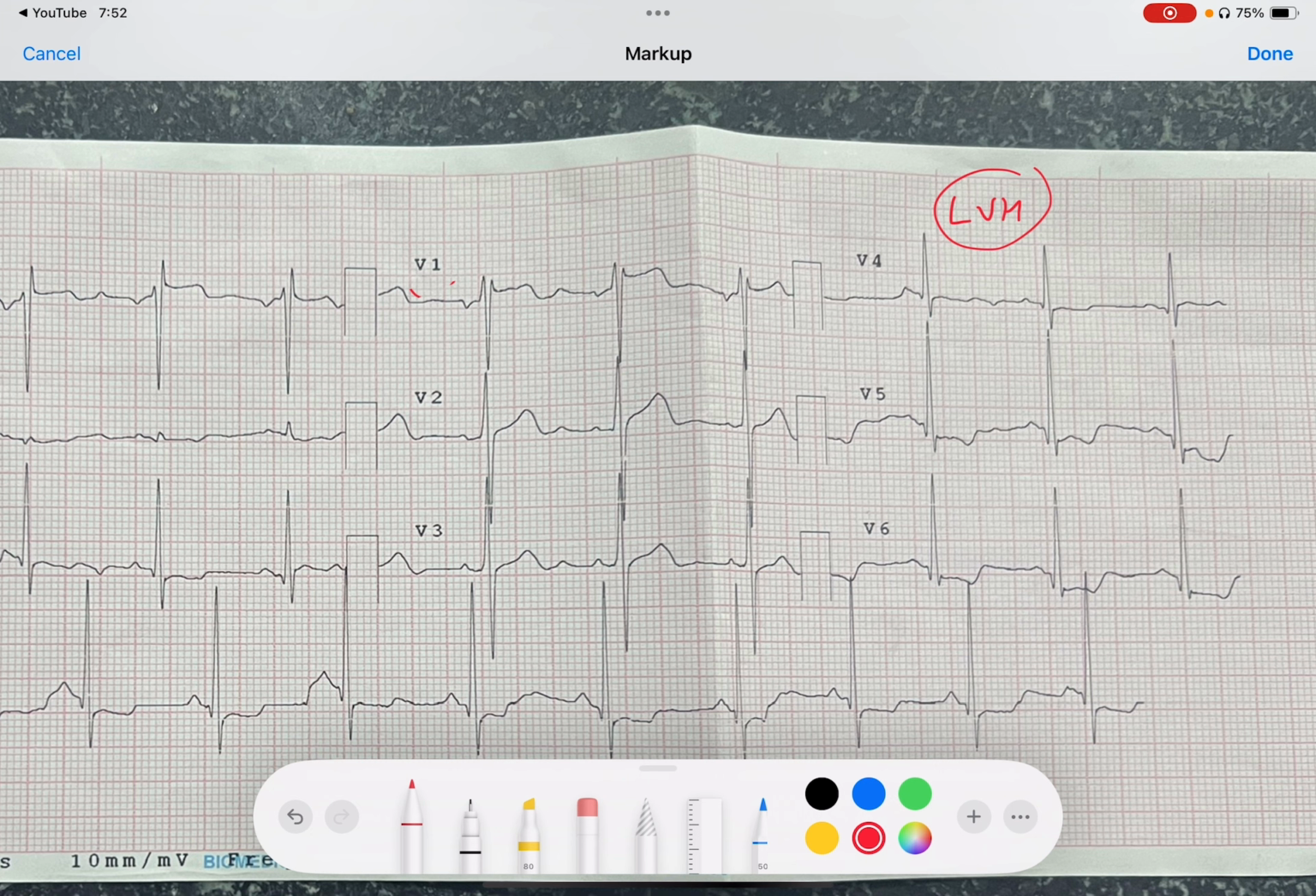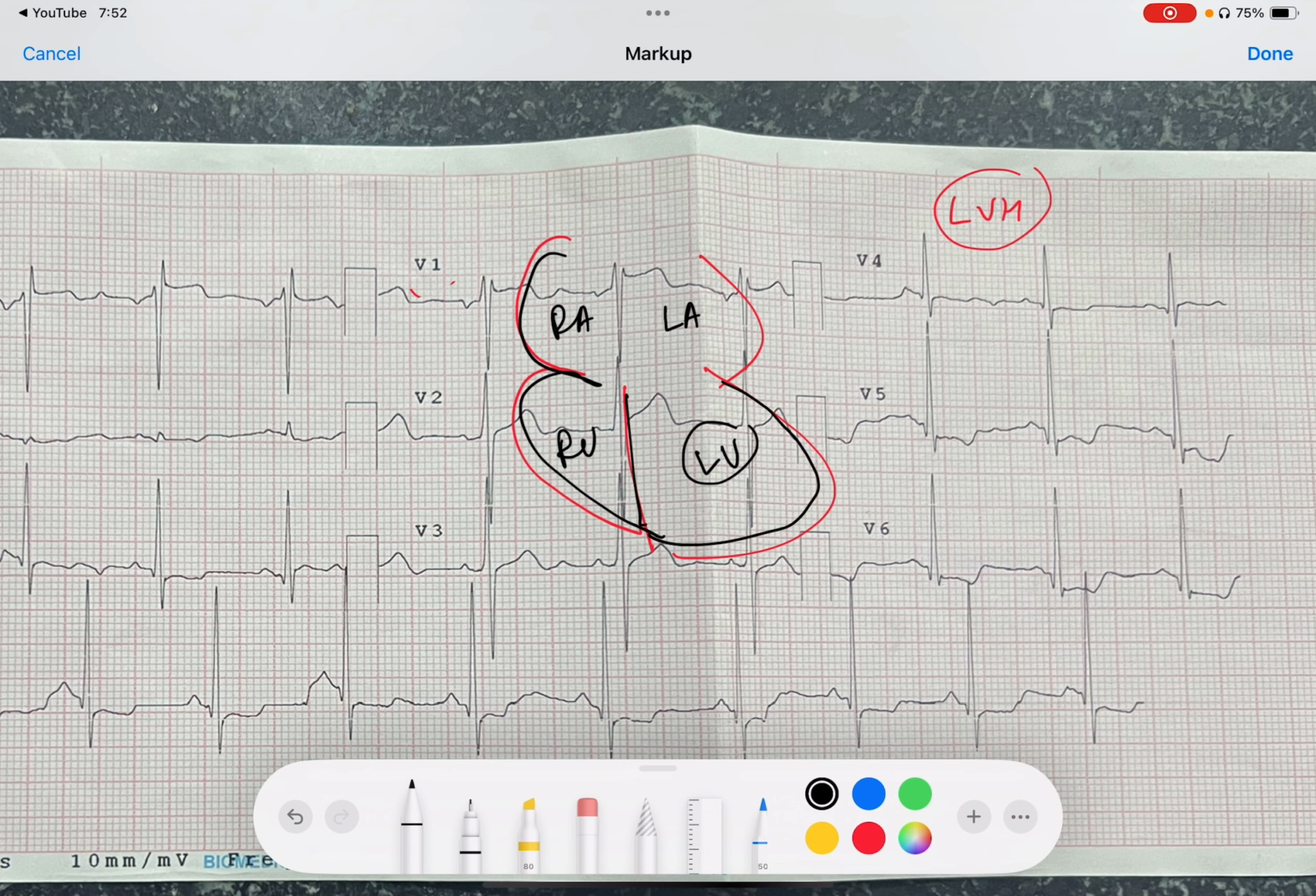It's left ventricular hypertrophy. We must understand this is the heart. So this is right atrium, this is right ventricle, this is left atrium, and this is left ventricle. This is how we see the heart in echocardiography or in real life, basically. So this is LV, and how we place this is basically part of precordium.